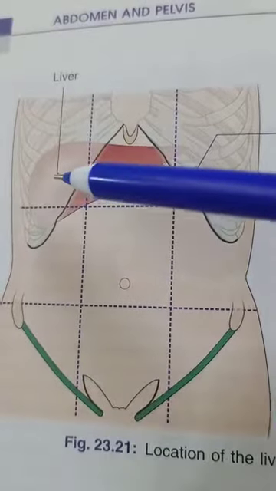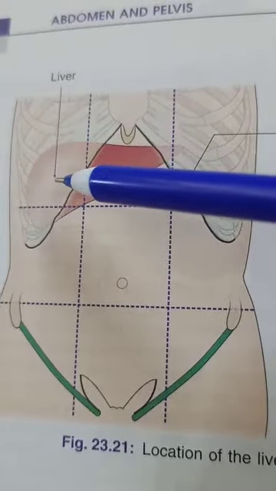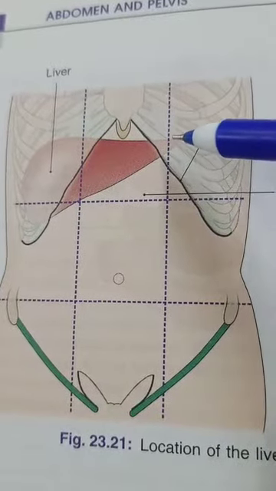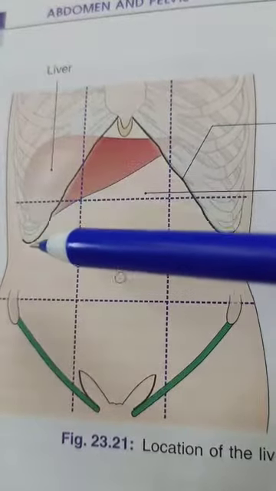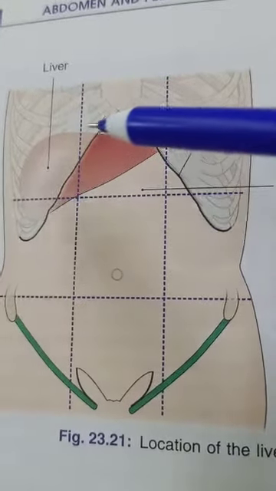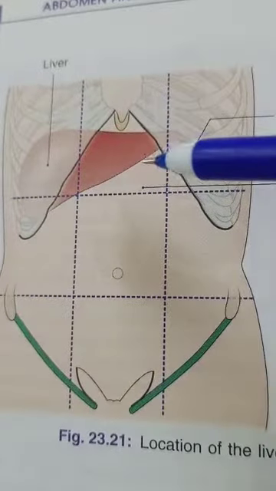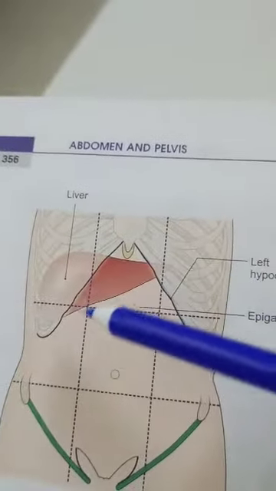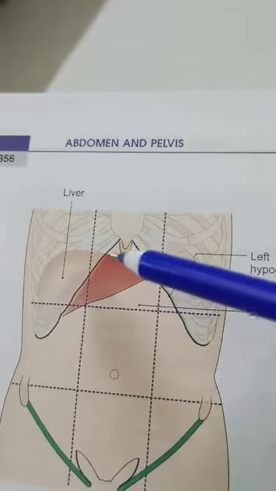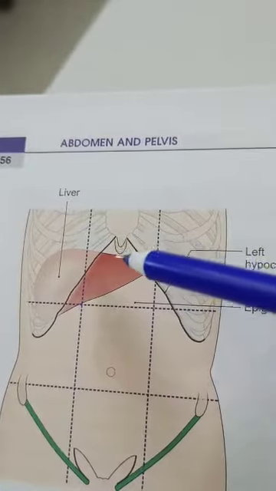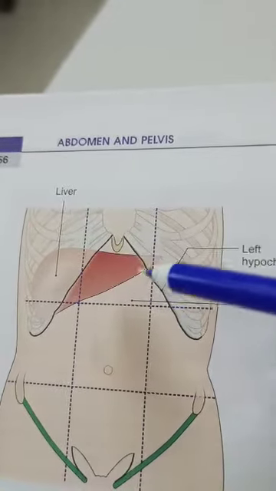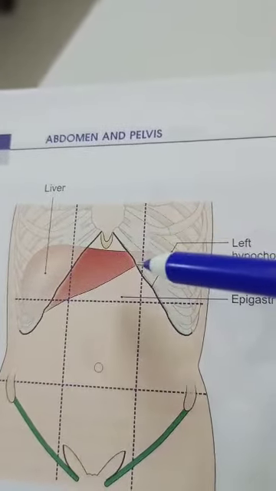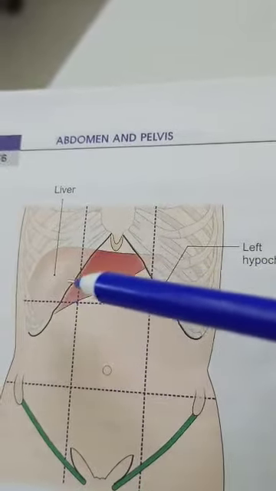The liver occupies mainly the right hypochondrium. It occupies the right hypochondrium, then the epigastrium and part of the left hypochondrium, and some part of the right lumbar region also. So this is the location of the liver. Anteriorly, most of the liver is covered by the rib cage. Only the central upper part is related to the sternum, and this portion is related to the anterior abdominal wall.